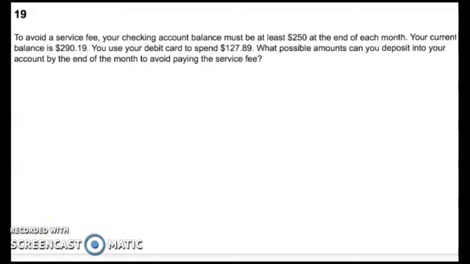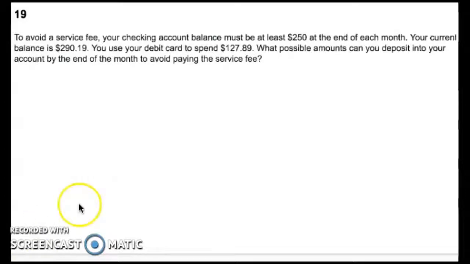Number 19. To avoid a service fee, your checking account balance must be at least $250 at the end of each month. Your current balance is $290.19. You use your debit card to spend $127.89. What possible amounts can you deposit into your account by the end of the month to avoid paying the service fee?